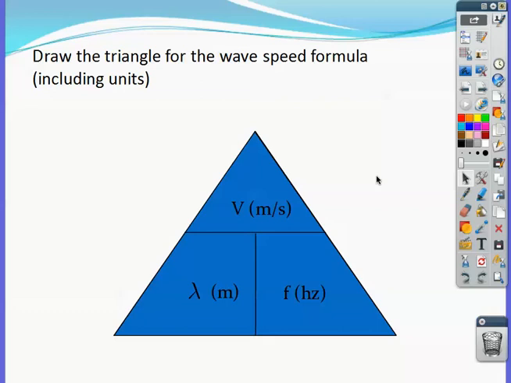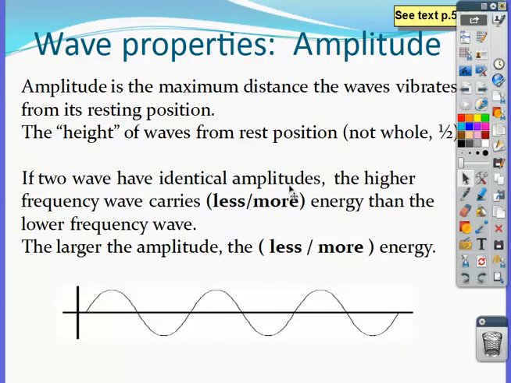This is our formula when we put it into a triangle. We have wave velocity in meters per second at the top, with wavelength in meters and frequency in hertz down at the bottom. So you can use this triangle when we do some calculations. The last property to talk about is amplitude. And amplitude is the maximum distance that a wave vibrates away from its rest position. So it's the height that this wave flexes up to, or the depth that it drops down to get to the crest.